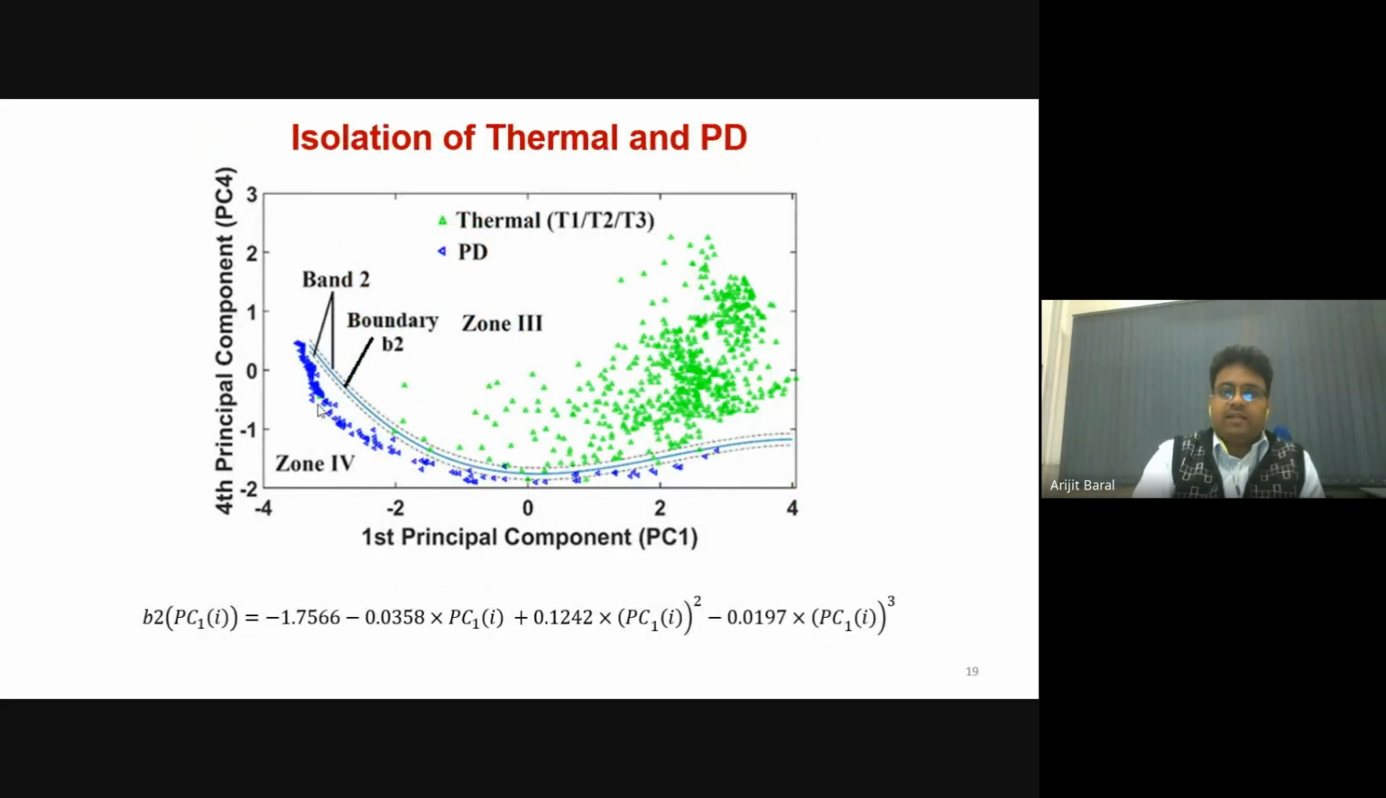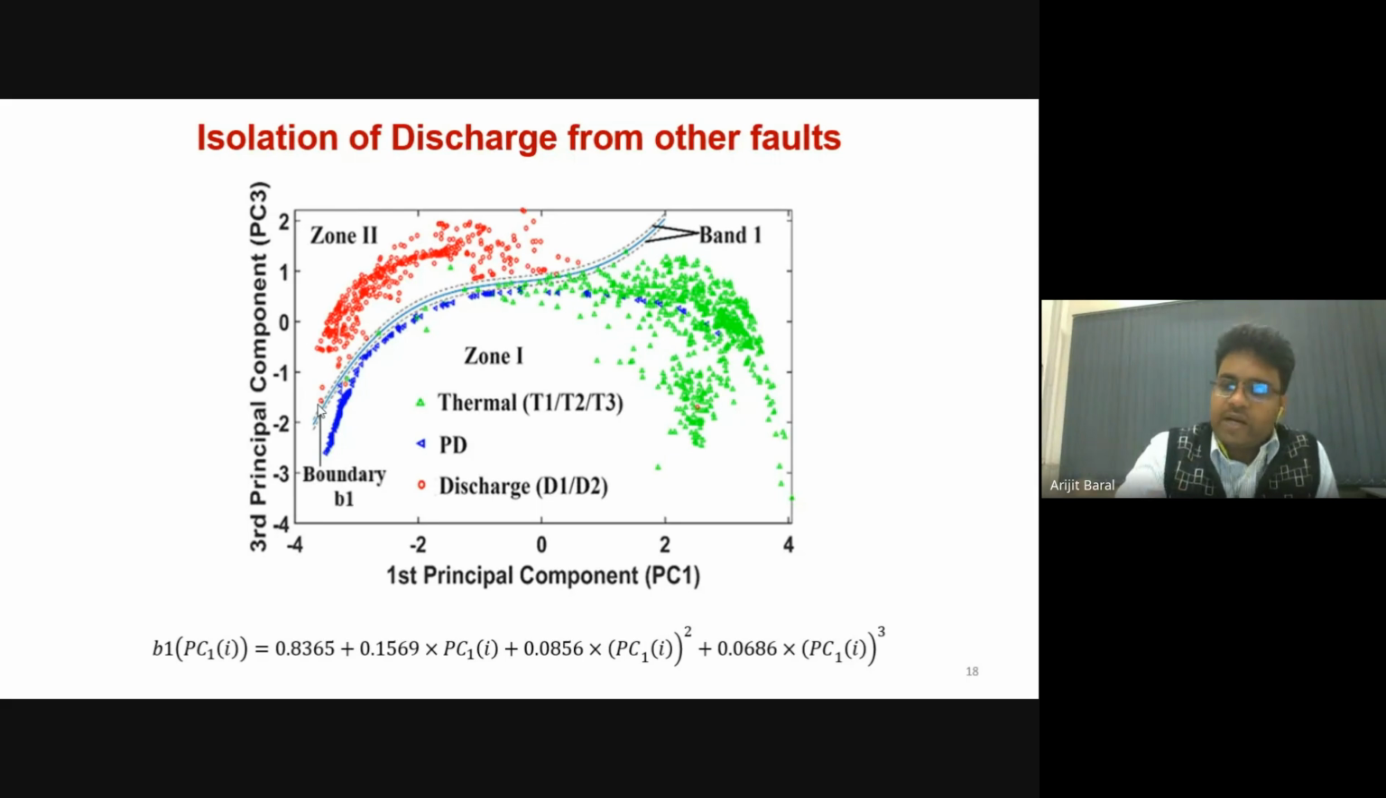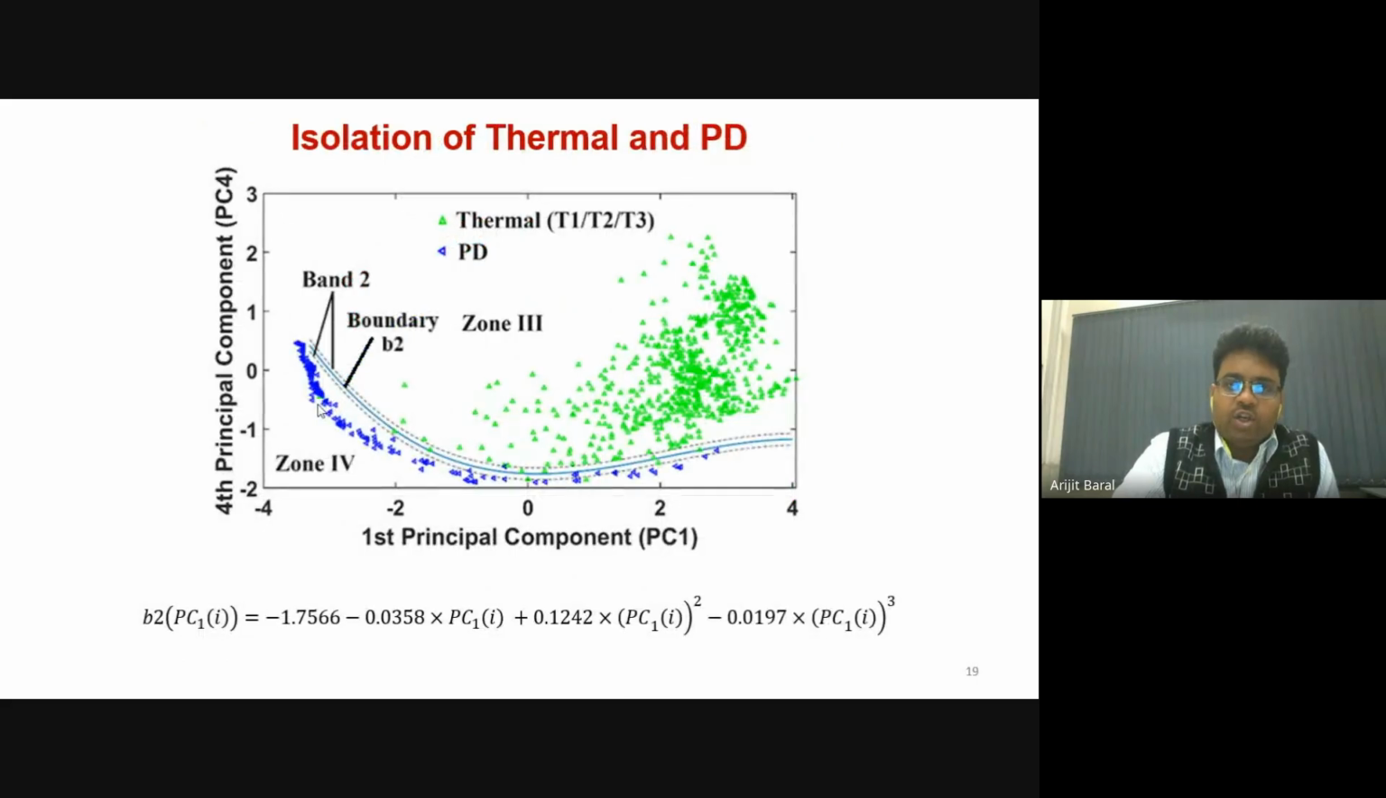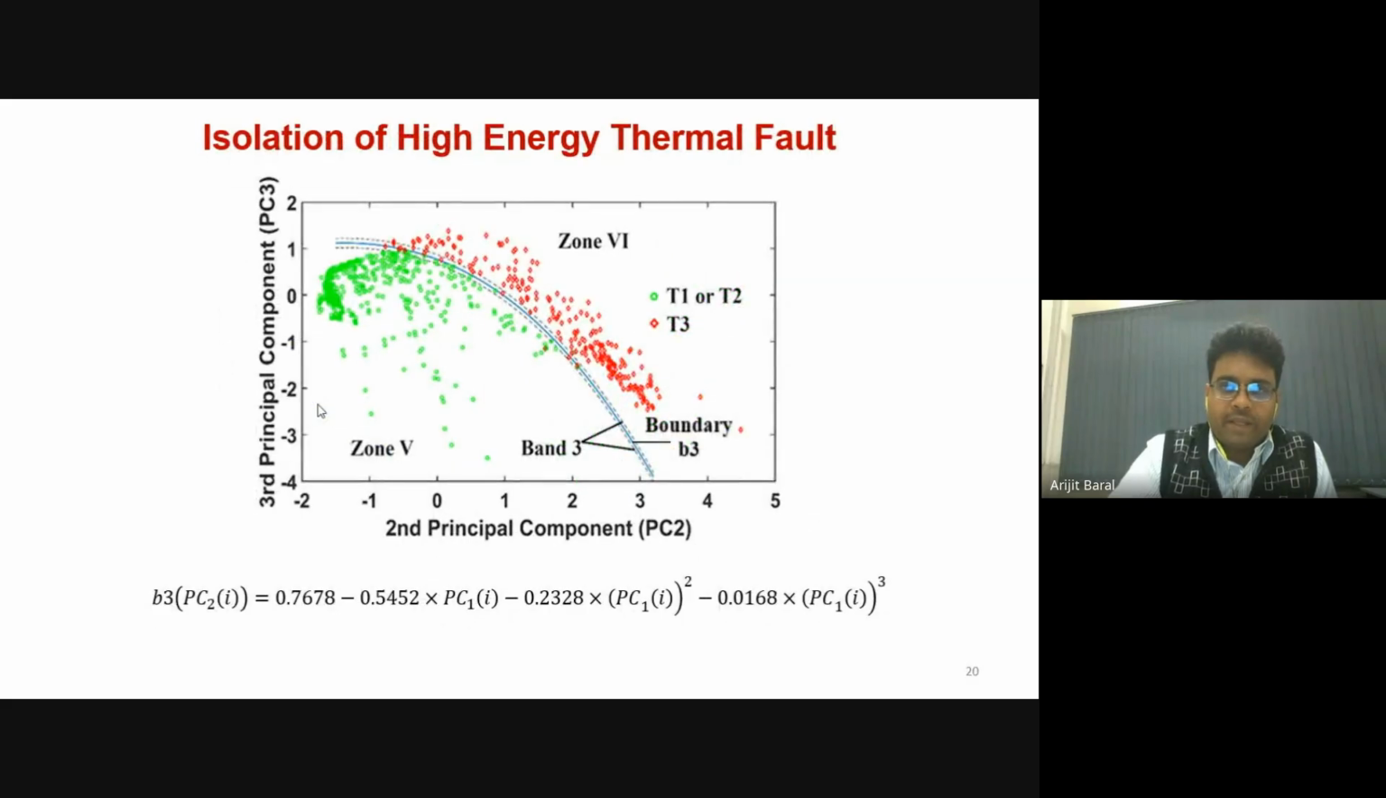Once that is done, now we are using the fourth principal component and the first principal component. Remember, the discharge part has already been isolated. So here we are isolating the PD from the thermal part. And finally, if you are considering the third principal component and second principal component, here you can see that zone 5 and zone 6 basically separate out low energy thermal fault and medium energy thermal fault from high energy thermal fault.